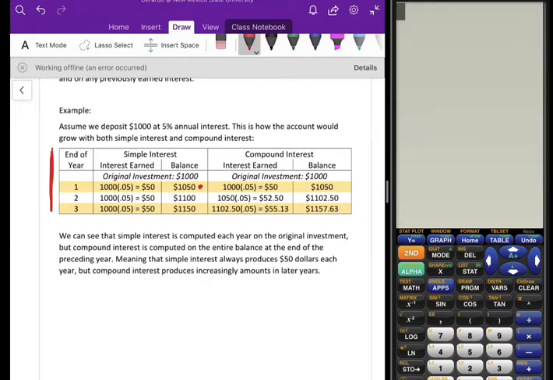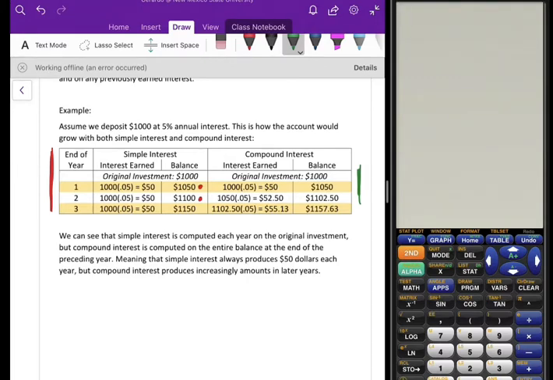Then the second year, or the second time this is processed, you process again at 1,000, times 0.05, you have 50. But now it's 1,050 plus 50 equals 1,100, and so on. Compound interest is a little bit different. You start with 1,000. That's your initial investment, so it's still the same. 1,000 times 0.05, we know that's 50, and you add that. So we have 1,050.